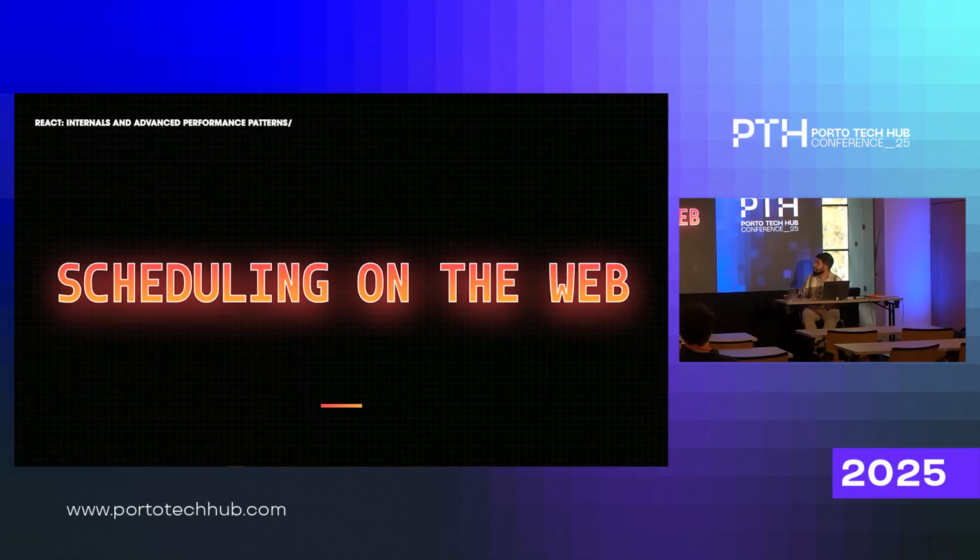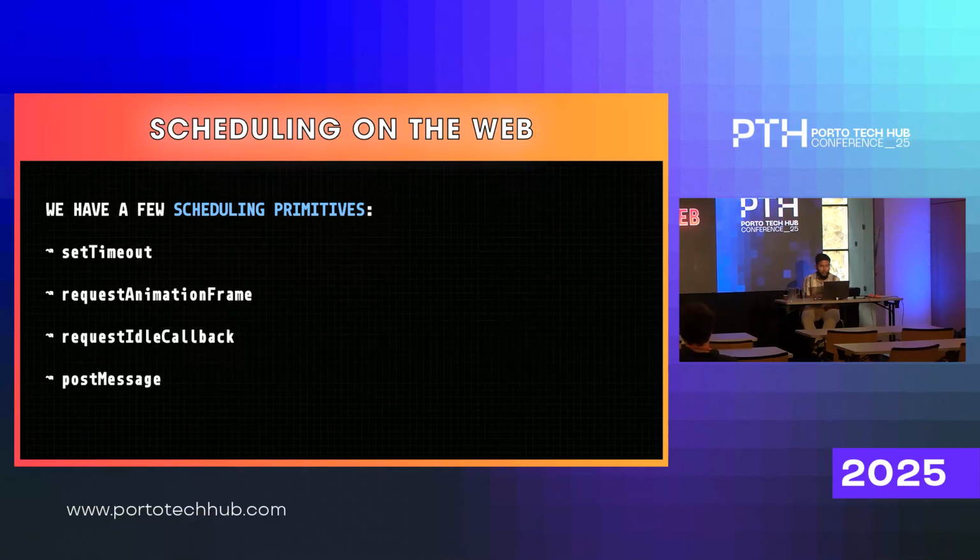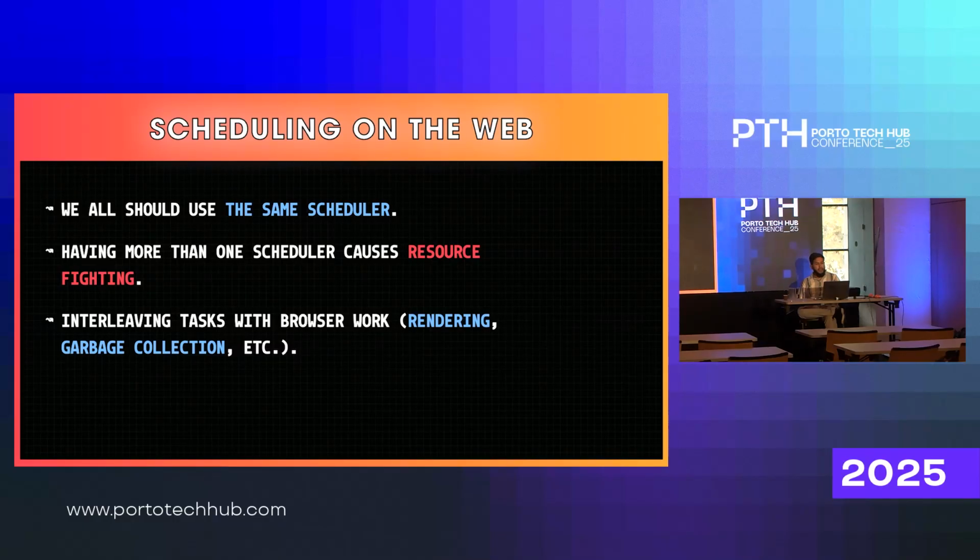Anyways, I want to talk a little bit more about scheduling on the web before we move forward. So you're probably wondering, okay, we discussed a lot of CS concepts, and we discussed how React grabs inspiration from some of them. What does the browser have? Because the browser does have scheduling primitives. You've probably used setTimeout or something fancier like requestAnimationFrame or requestIdleCallback, or if you've used workers, you use postMessage, which is also technically a scheduling mechanism.